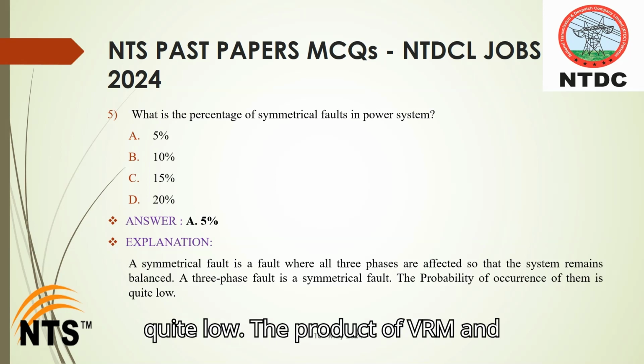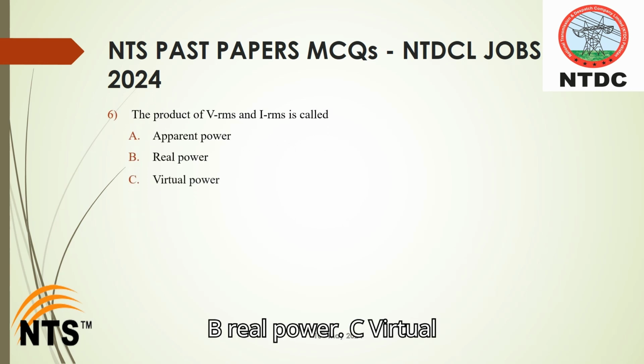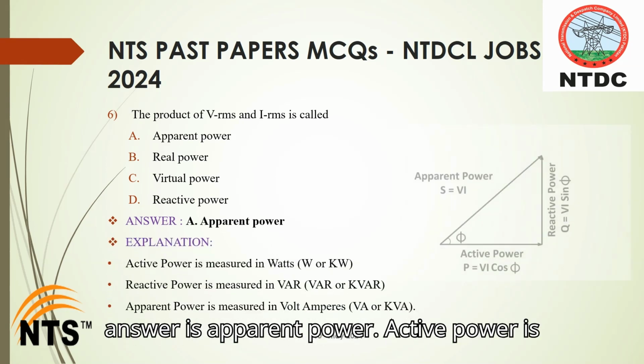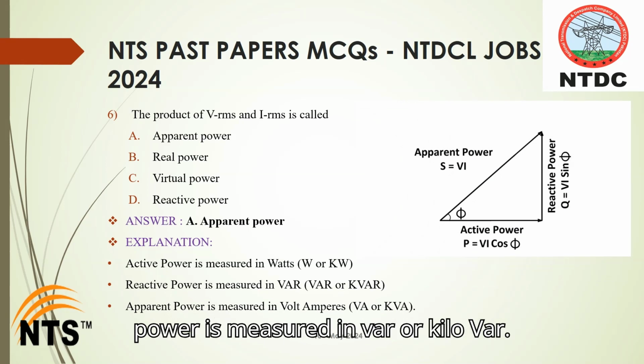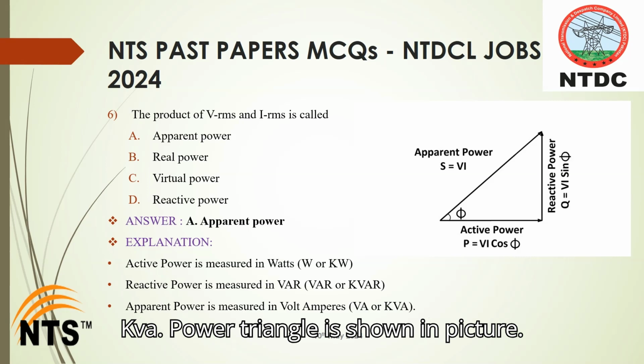The product of VRMS and IRMS is called: A. Apparent power, B. Real power, C. Virtual power, D. Reactive power. The correct answer is apparent power. Active power is measured in watts or kilowatts. Reactive power is measured in VAR or kilo VAR. Apparent power is measured in volt-amperes, VA, or kVA. Power triangle is shown in picture.